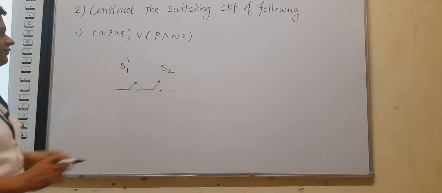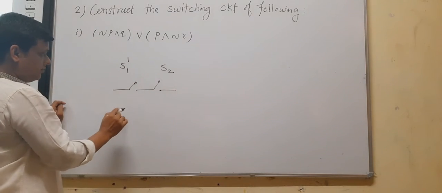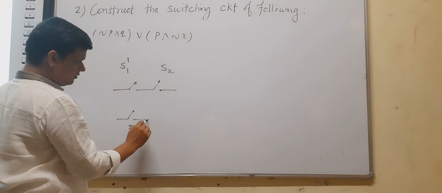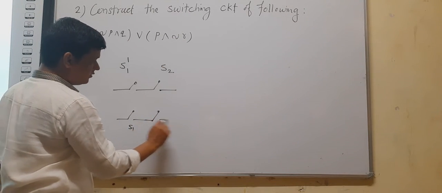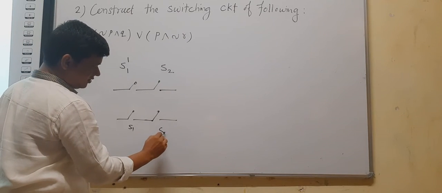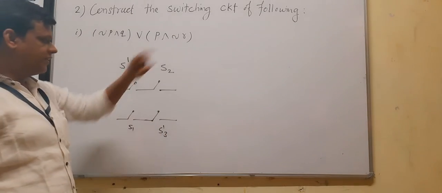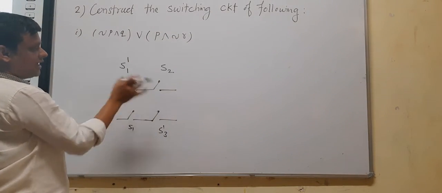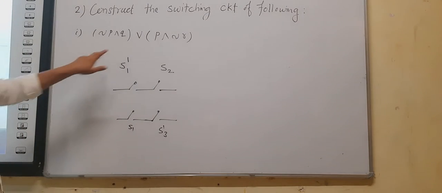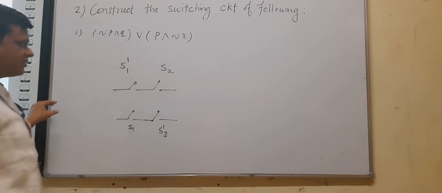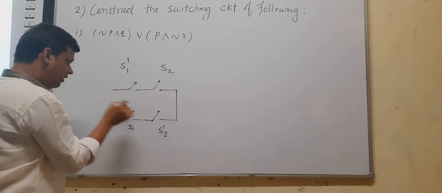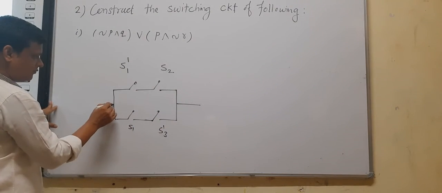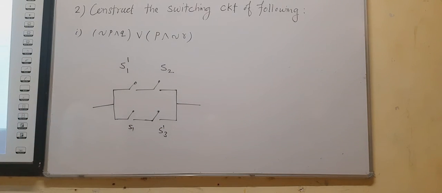Now see the second bracket. P is switch S1, negation R is switch S3, its complement because it is negation of R. These two switches are in series combination. Then between them there is this junction. That means these circuits are in parallel combination. Now connect this. This is the required switching circuit.